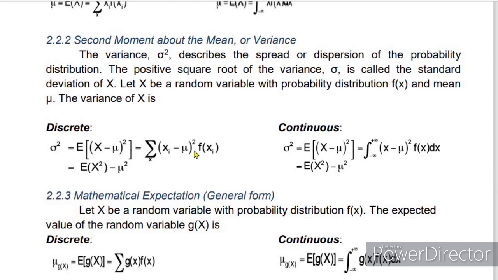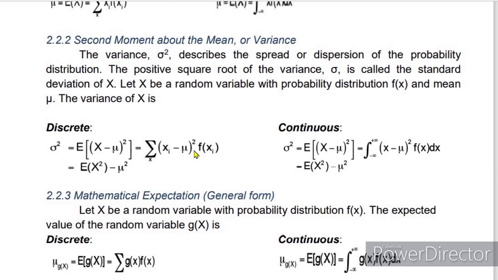The variance of x, for discrete, sigma squared, is equal to the expected value of the square of the quantity x minus mu, which is equal to the summation of the square of the quantity x sub i minus mu, multiplied by f of x sub i. This is equal to the expected value of x squared minus the square of mu.